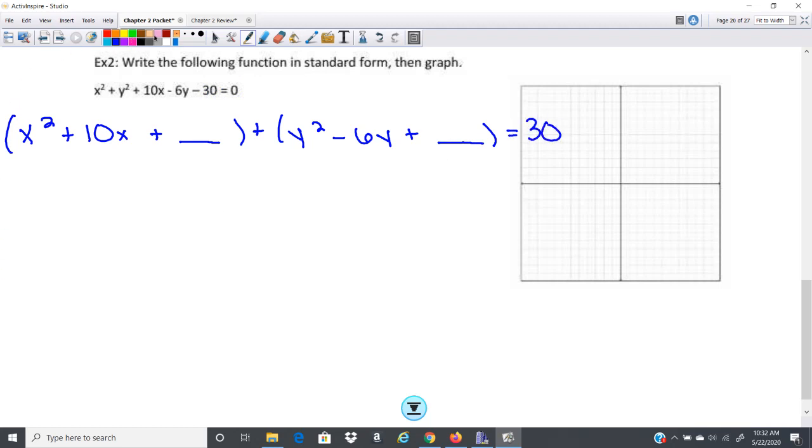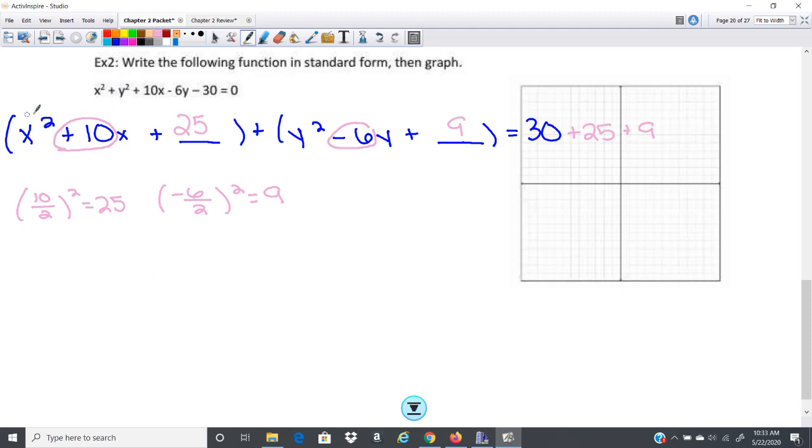All right, my b over 2 squared step, that's going to be these two values here, okay, with the singular term. Okay, so I'm going to go 10 over 2 squared. So that's going to be 5 squared, 25. And then negative 6 over 2 squared is going to be negative 3 squared, so 9.